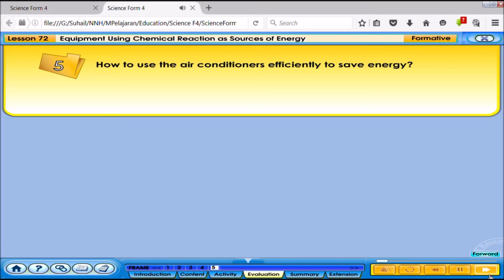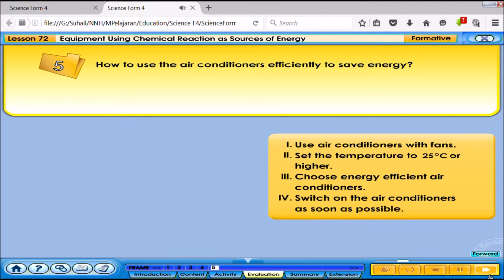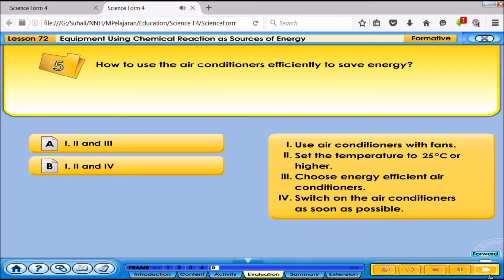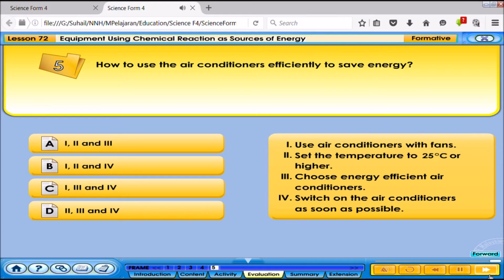How to use the air conditioners efficiently to save energy. 1. Use air conditioners with fans. 2. Set the temperature to 25 degrees Celsius or higher. 3. Choose energy-efficient air conditioners. 4. Switch on the air conditioners as soon as possible. Your answer is correct.